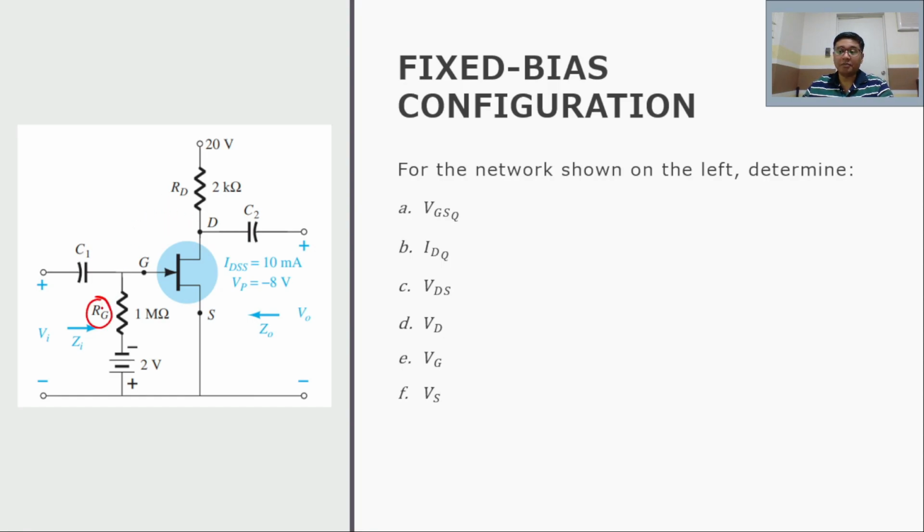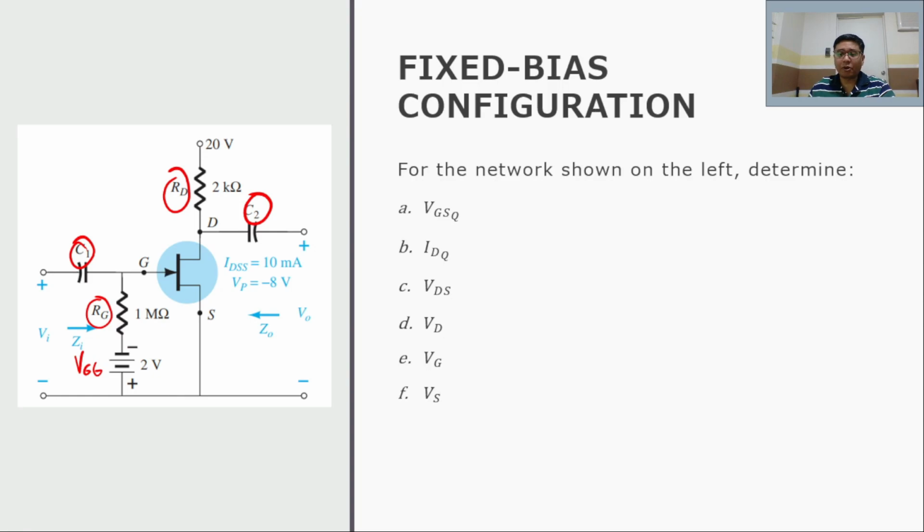We have RG. We have a source that is connected here. We call this VGG. We have RD, the external resistor connected to the drain terminal. And we have C1 and C2 for the input and the output coupling capacitors. The signal input is applied to the gate terminal via the input coupling capacitor C1, and the output is taken from the drain terminal via output coupling capacitor C2.